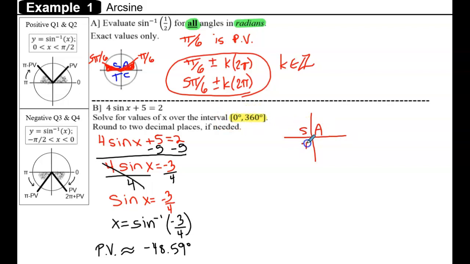So all students take calculus. Our principal value is -48.59. That's a quadrant 4 angle where sine is negative. And sine is also negative in quadrant 3. So our principal value is here in quadrant 4. To get within this interval 0 to 360, we're going to need to add 360 degrees to that principal value to get our quadrant 4 solution.